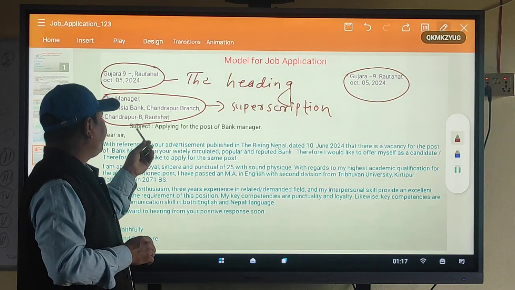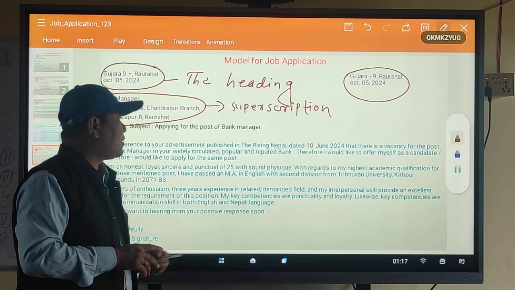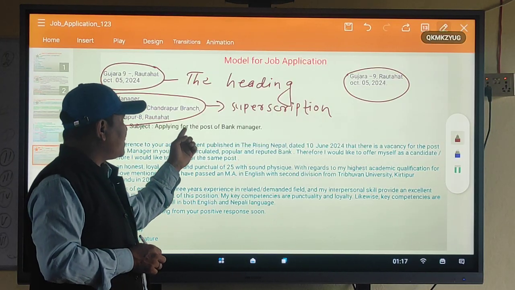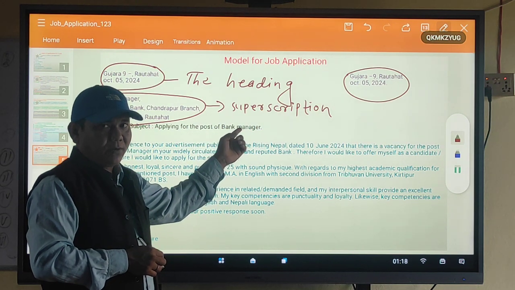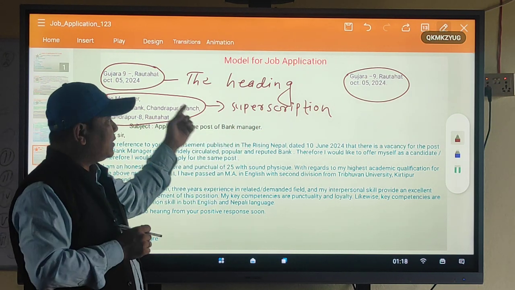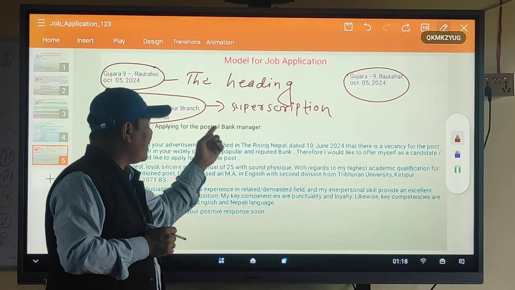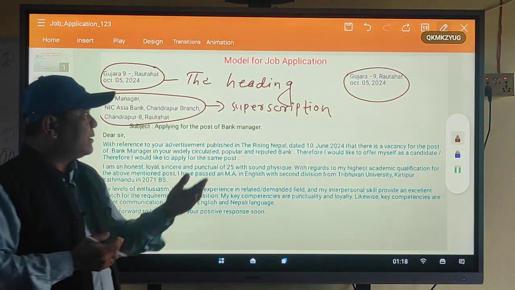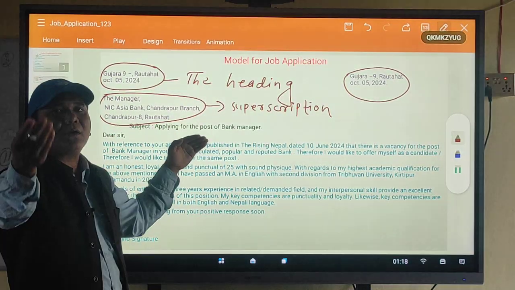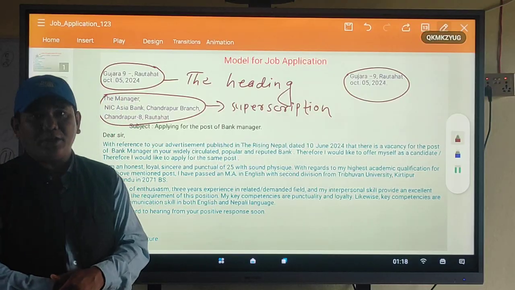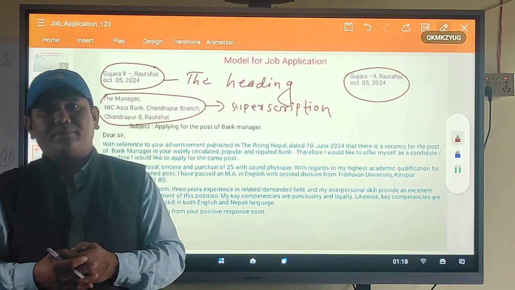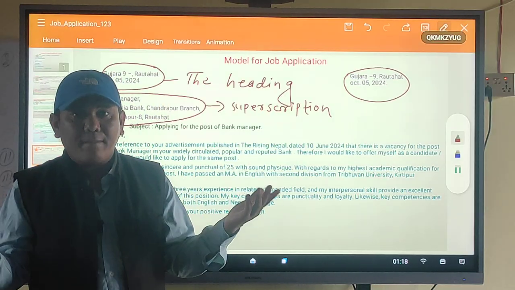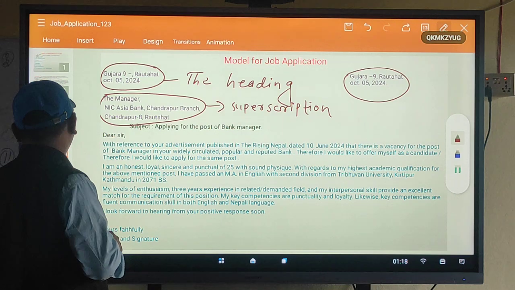As I have written here, subject: applying for the post of bank manager. Look at this. The purpose is being a bank manager. Okay? Someone has written this job application for the purpose of being a bank manager. It shows the purpose of writing. Isn't it? Is that clear? Okay, then now let's move ahead.